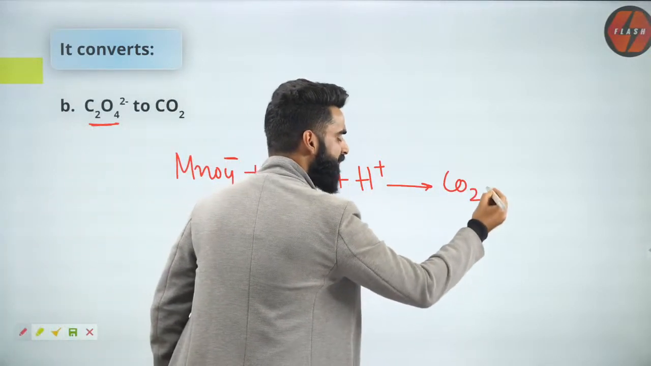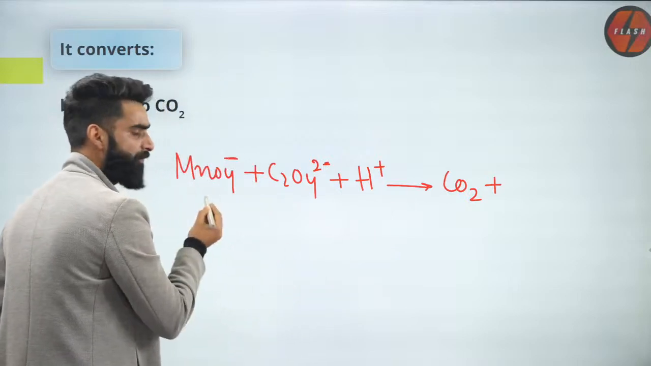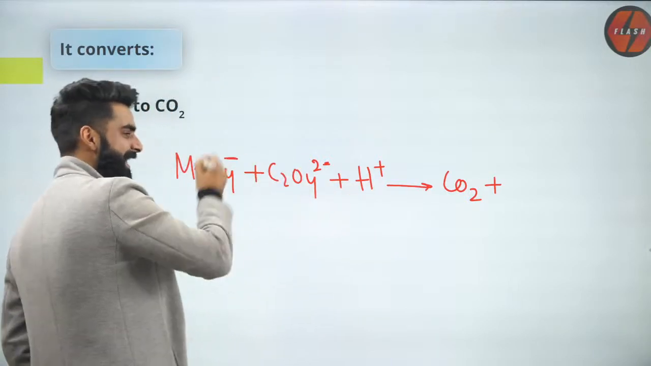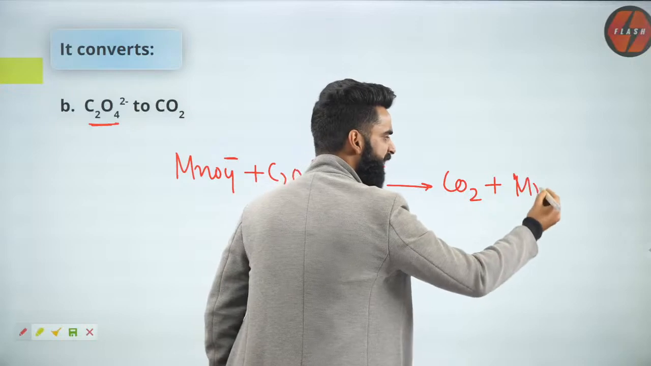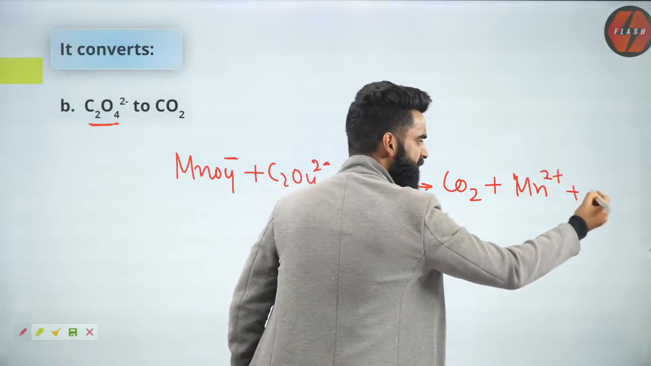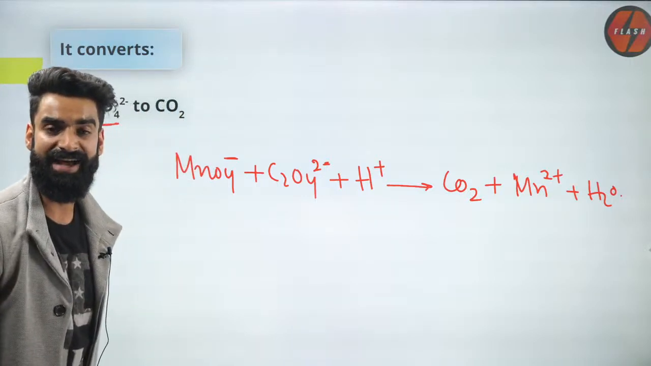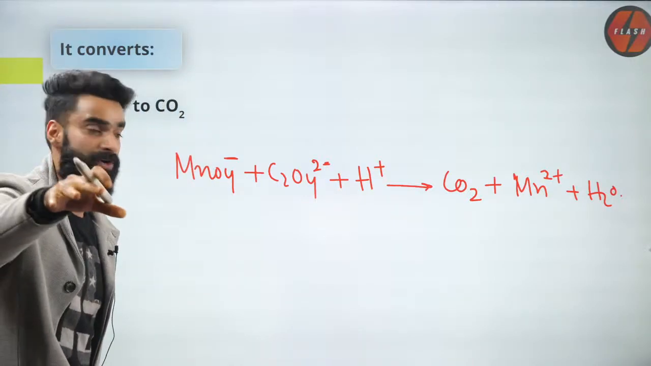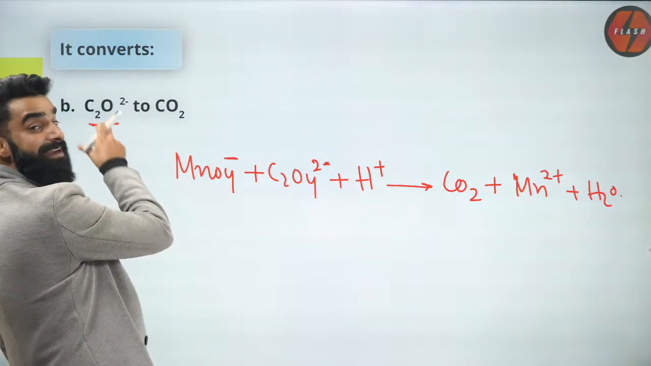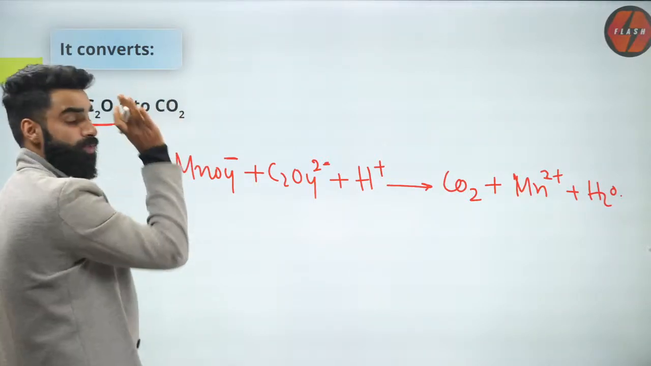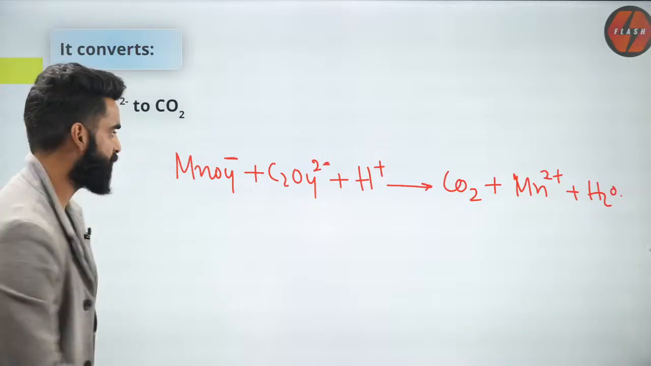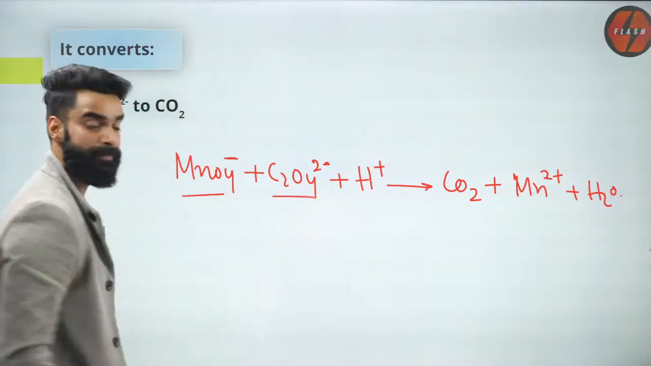It converts it to carbon dioxide, and we know MnO4 negative in acidic medium itself gets converted to Mn2+, and over here I'm going to keep water as well. This is the reaction which will take place when MnO4 negative reacts with the oxalate ion. It converts the oxalate ion to carbon dioxide. Now it is the time to calculate the N factors of both.